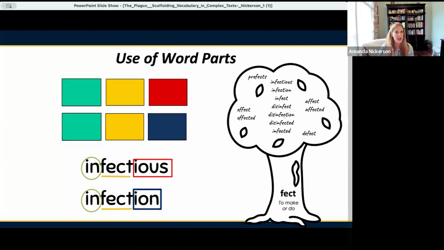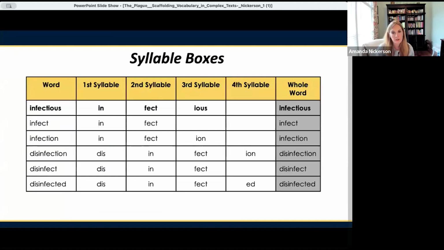So what I've done sometimes when I've used this morphemic awareness warm up is I've given the students a list of all the words that we manipulated. I gave them the print, and then I have them sort them on a tree like this into semantically related categories. So which words that we've just worked with are related more closely to one another. And you can have some conversations around that. You could continue to use those syllable boxes. So after a morphemic awareness activity like that, you might have them write out infectious, infect, infection, disinfection, disinfect, and disinfected. And again, talk about what happens when you add IOUS.